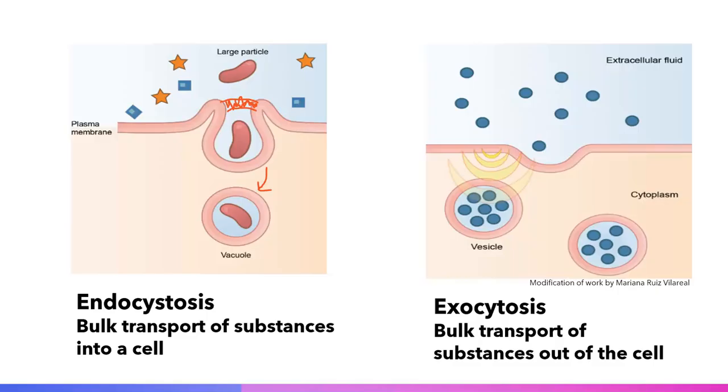The opposite is exocytosis. So exo for outward, out of the cell. In this case, we start with our vesicle or our vacuole that has, let's say, waste material in it. So it's surrounded by a membrane. It is going to travel up to the plasma membrane, and the membrane of the vesicle will fuse with the outer membrane. And when it does that, it's dumping the contents to the outside of the cell.